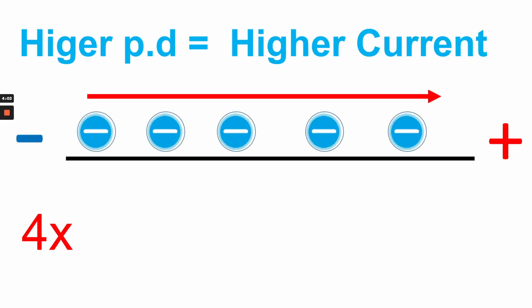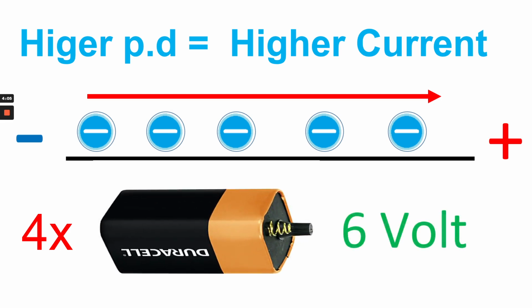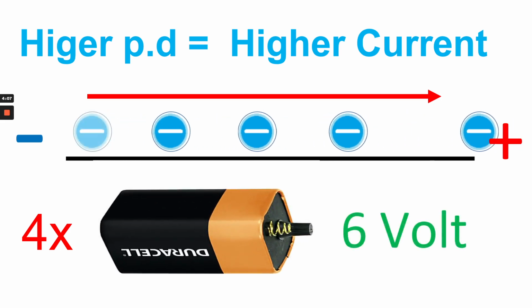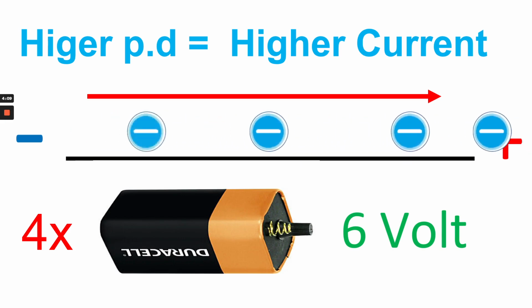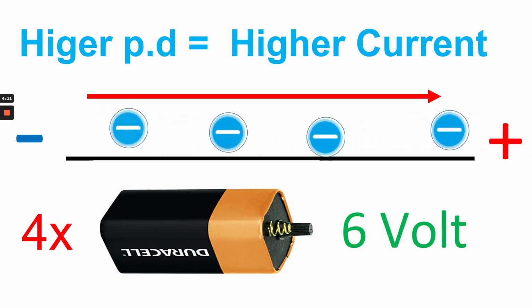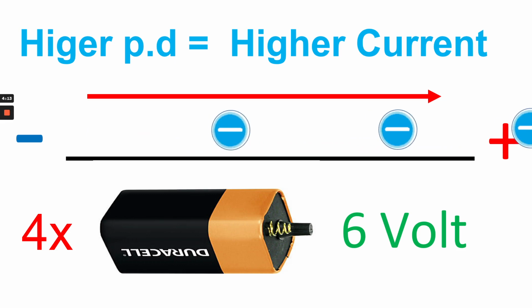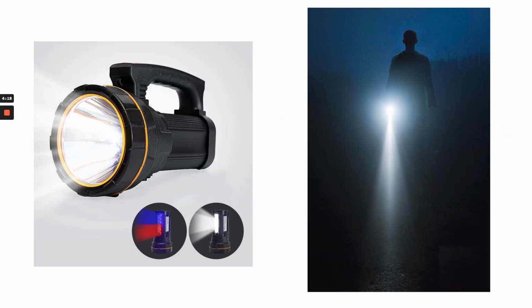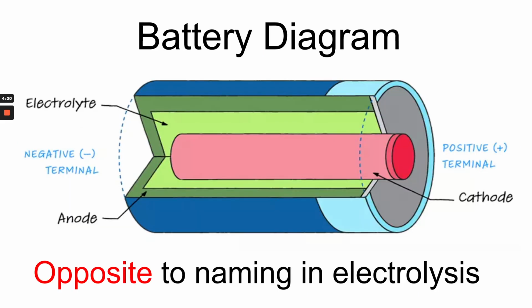But if you want to use something more powerful, you need a bigger battery. And here's a 6 volt battery, which is 4 times bigger than 1.5. That will make 4 times the current flow and be able to do 4 times the amount of work, okay? So you need a potential difference, and that will make the current flow. And that will be used for something like bright torches or more powerful devices.